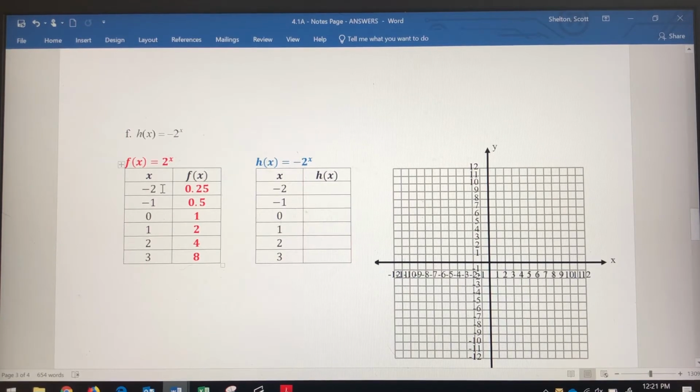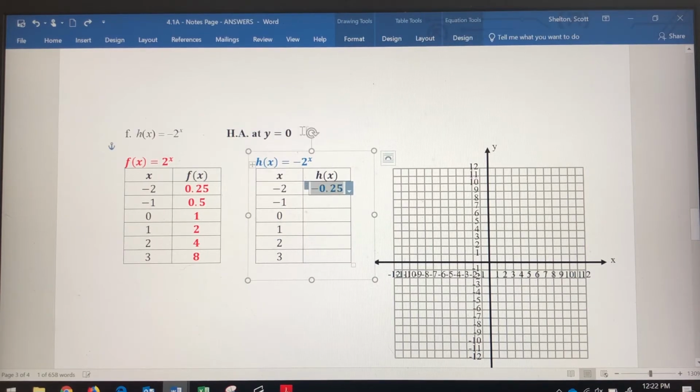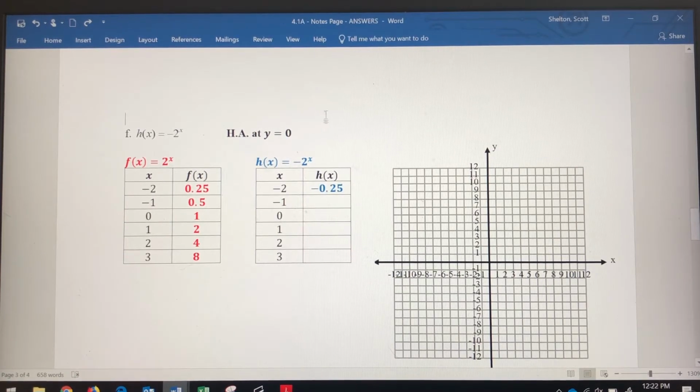So what happens is, as these x-coordinates stay the same, from negative 2 to 3 here and here, my y-coordinates are going to be the opposite. So when I plug in negative 2, instead of 0.25, it's going to be negative 0.25, okay? Sorry, we skipped over the horizontal asymptote here. There is no constant, so we've got a horizontal asymptote at the x-axis, y equals 0, okay? So back to it. Negative 2 corresponds with 0.25 in the original function.